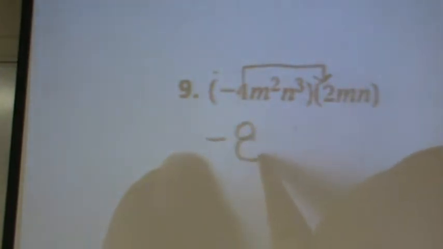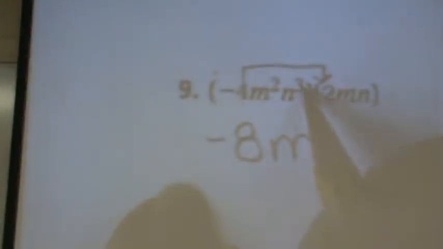Next, you're going to multiply negative 4 times 2, which is negative 8. These two numbers, you just simply multiply them. Now the m's, you're going to add the exponents. M to the 3rd, 2 and 1 is 3. N, you have an n here, which is, you have 3 of them, and 1 here, which is 4.